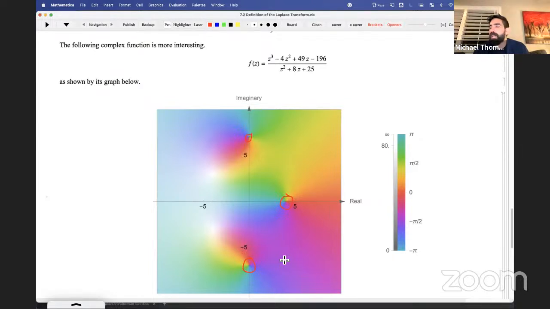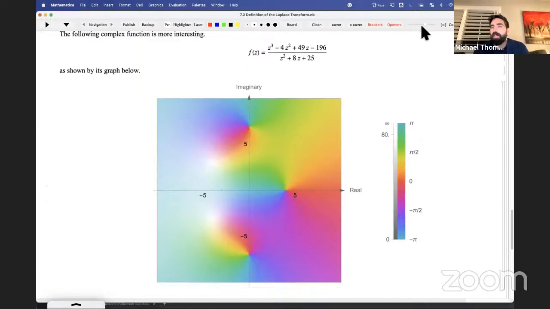Okay. Do you see any white spots? Yeah, we've got a pole there, and we seem to have a pole there. They look to be kind of symmetric. And by the way, that'll always be the case for poles. They'll always be symmetric across the real axis. We'll talk about that in just a second.